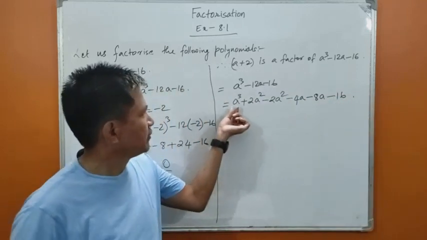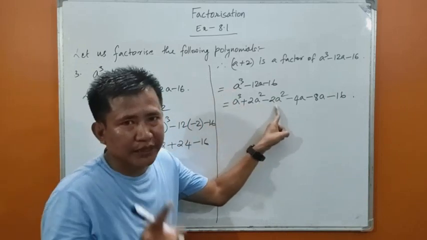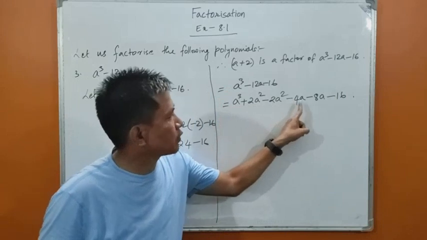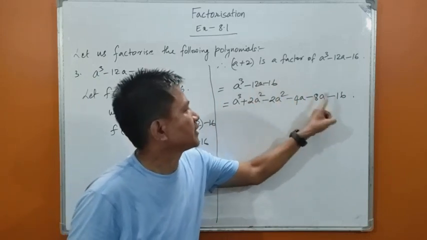Now let me explain you. This a cube is this a cube, plus 2a square and minus 2a square can be cancelled and become 0. Minus 4a and minus 8a is minus 12a, isn't it? And this minus 16 is here.